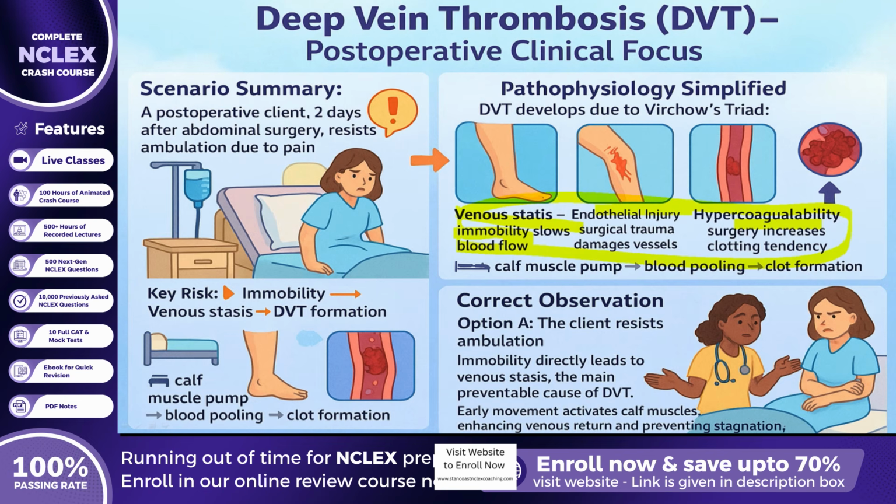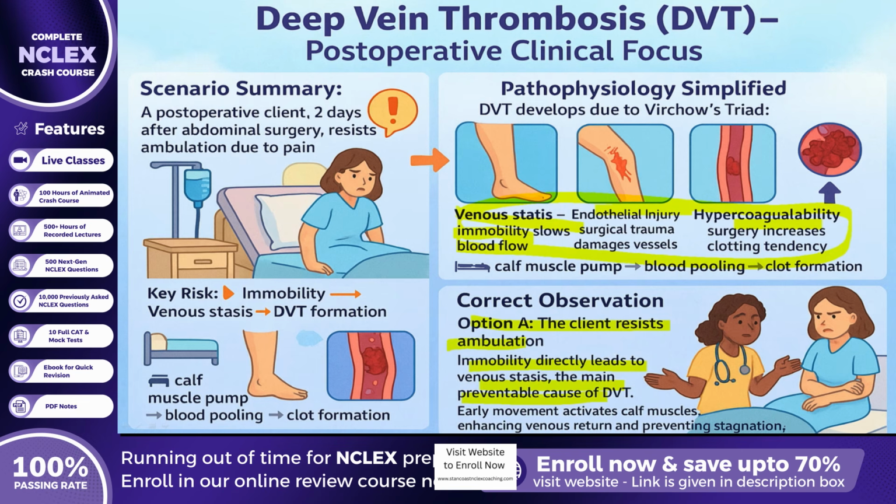Abdominal surgery adds to the risk by increasing intra-abdominal pressure and causing vascular inflammation, further impairing venous flow. Therefore, early and frequent ambulation becomes one of the most effective nursing interventions to prevent post-operative DVT. Now, looking deeper into the option analysis, Option A, the client resists ambulation, is correct because immobility directly results in venous stasis, one of the most preventable contributors to thrombosis. When the calf muscles are inactive, the muscle pump mechanism that assists in venous return is lost, allowing clots to form easily.